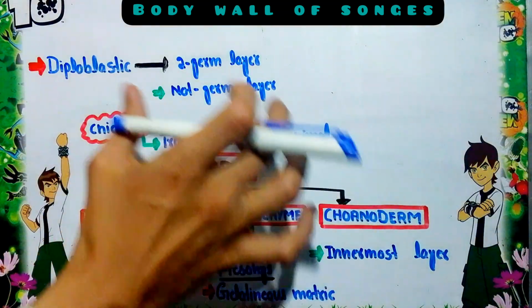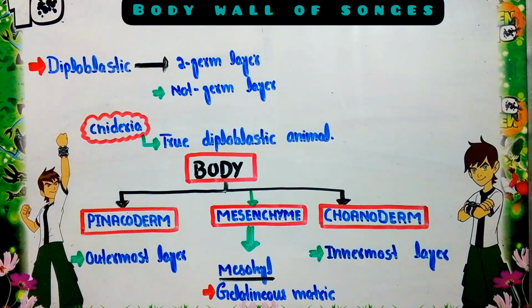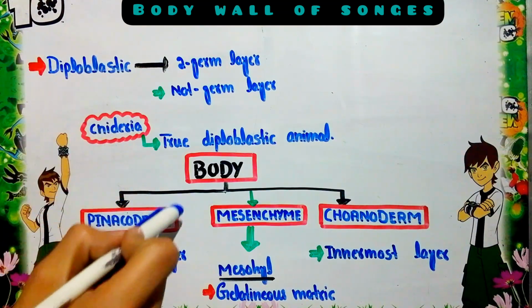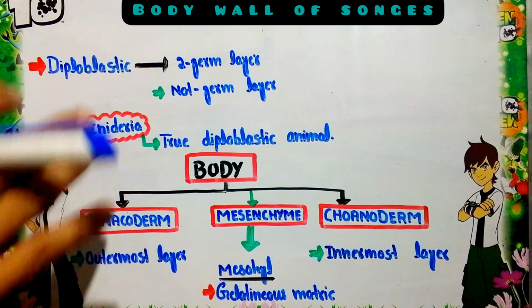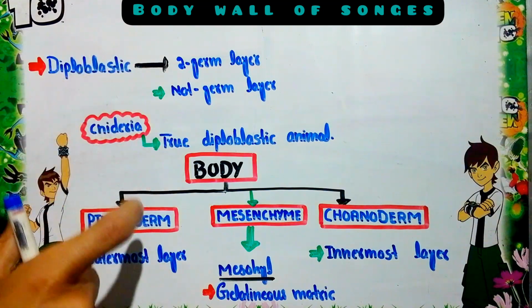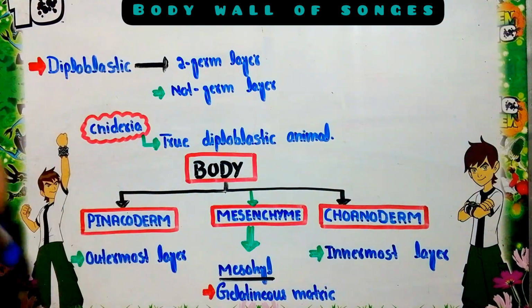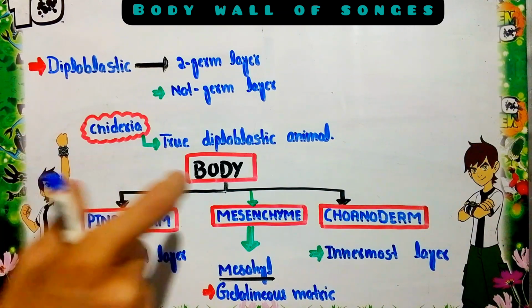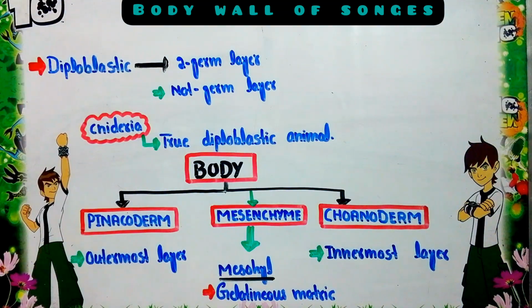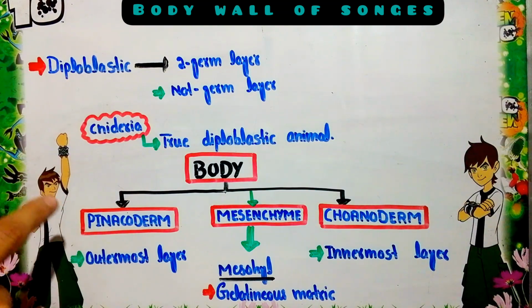Now, if we look at the body of sponges, for reference, mainly two cellular layers are found in the body of sponges. The outermost cellular layer of their body is called the pinacoderm, while the innermost cellular layer of the sponge body is called the choanoderm. Between the pinacoderm and choanoderm, a gelatinous matrix is found. This gelatinous matrix is called the mesenchyme, or the mesohyl.